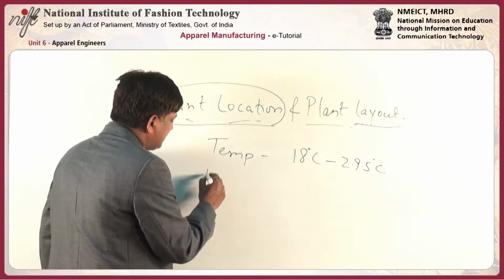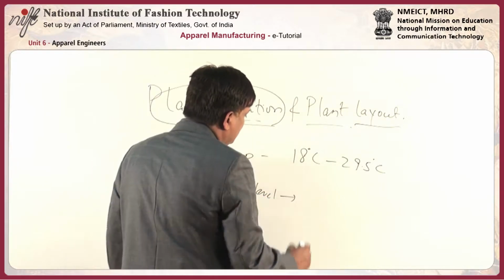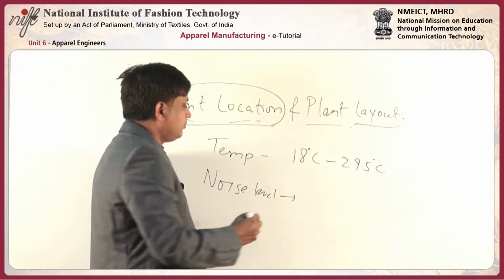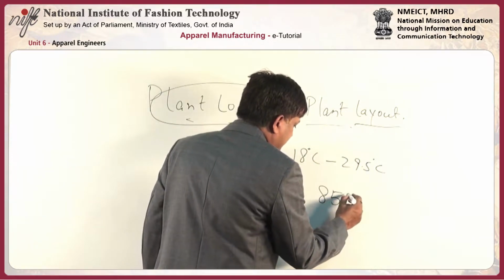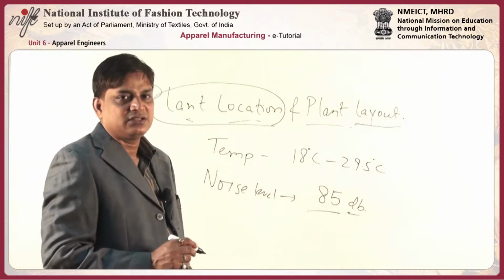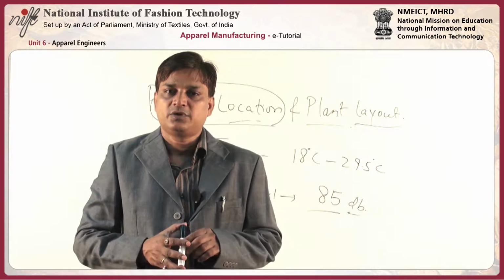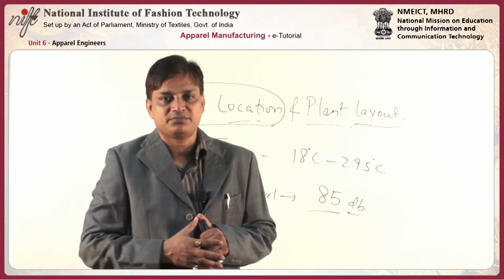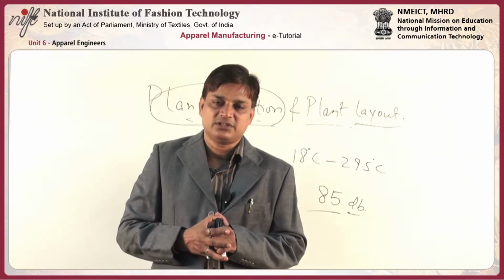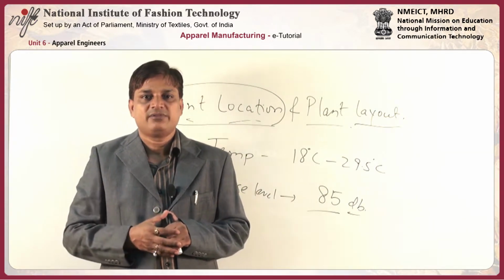Then we talk about the noise level. In any case, the noise level should not go more than 85 decibels. More than this can be hazardous. A person may have hearing problems and so on. So it has to be maintained at not more than 85 decibels, and accordingly we have to give ventilation and so on so that the noise level can be maintained.